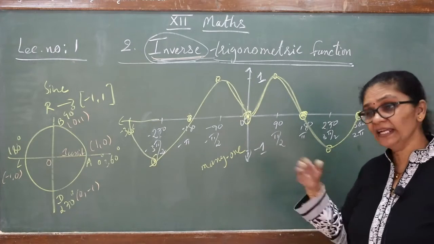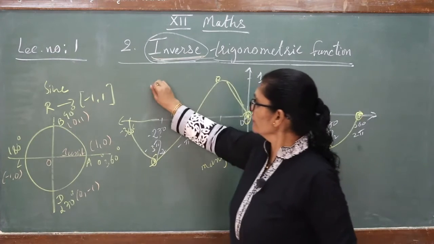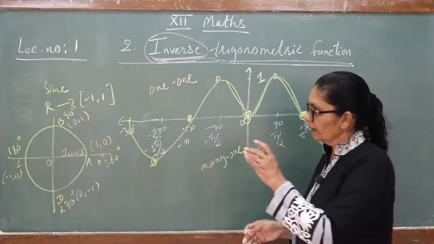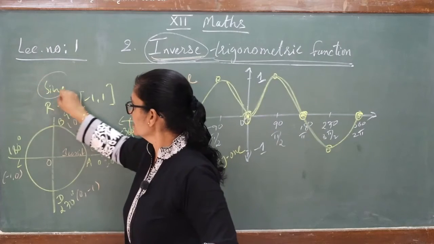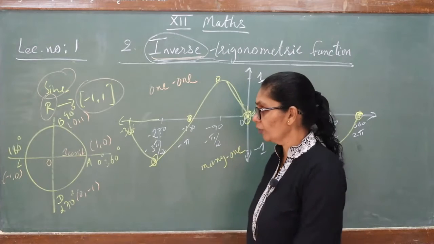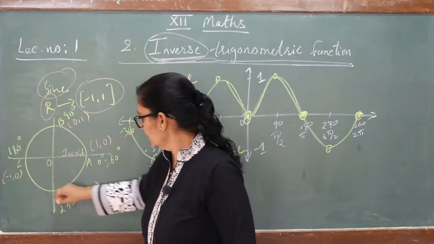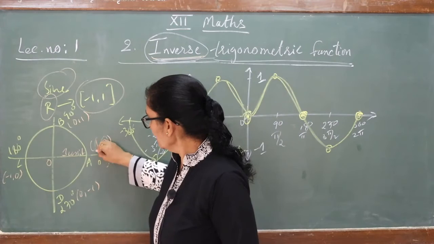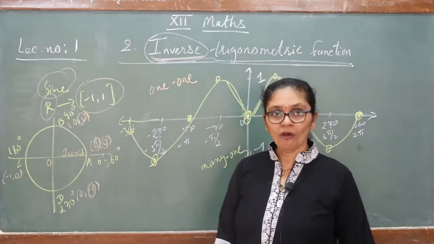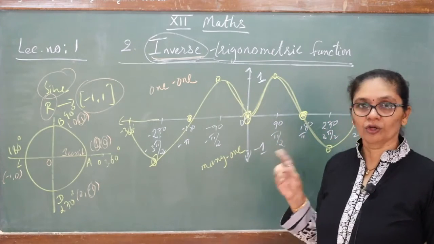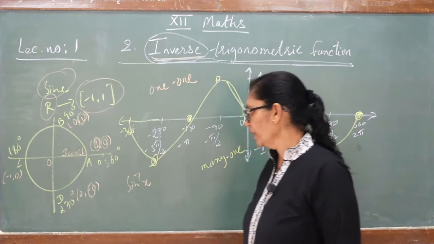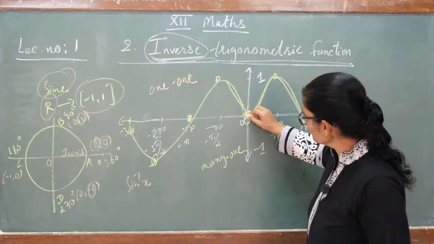So let's make it 1-1. To make it a 1-1 function, what to do? We have to restrict its domain. In the sine function we already discussed that its domain is R and range is minus 1 comma 1. Why minus 1 comma 1? Because on the unit circle the maximum answer is 1 and the minimum is minus 1. That means your function's range is minus 1 comma 1. Now when we are writing the inverse of sine, what to do? Let's restrict its domain.